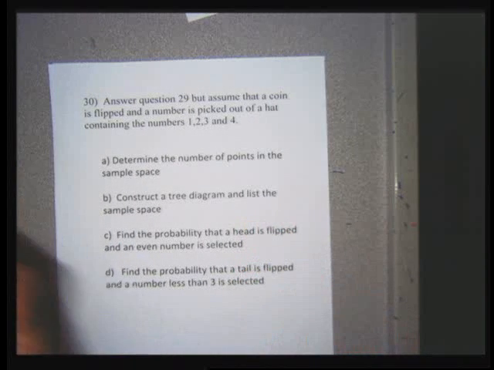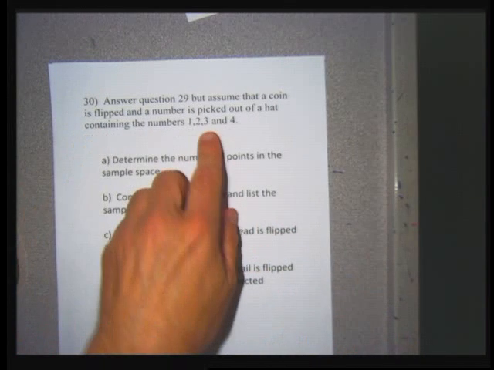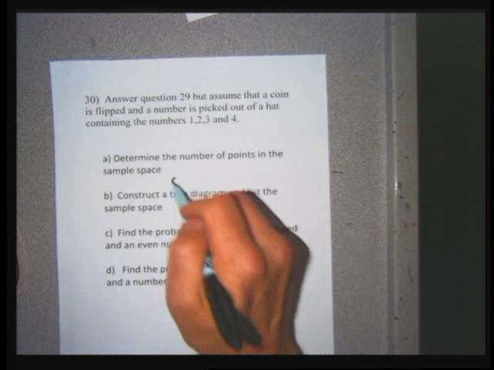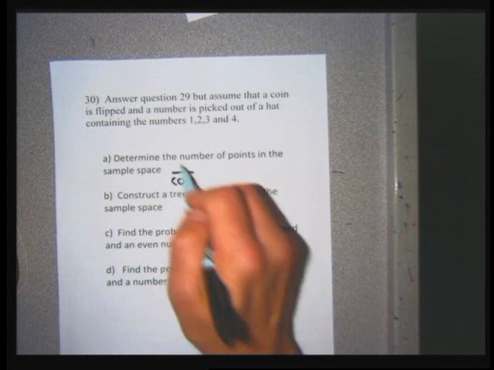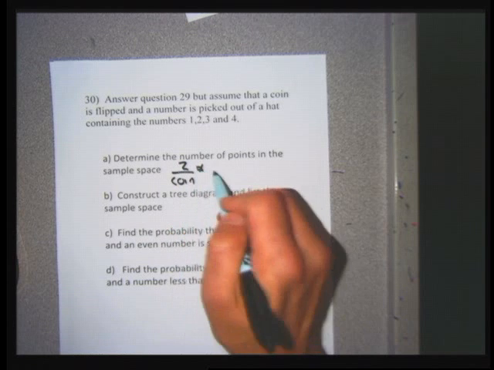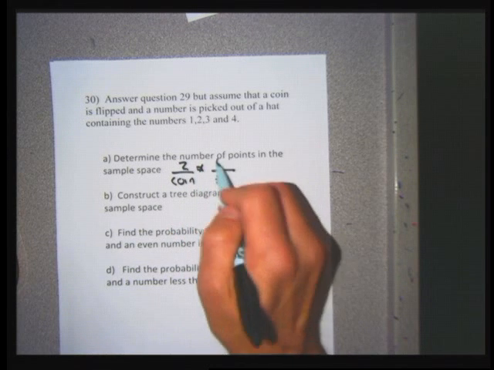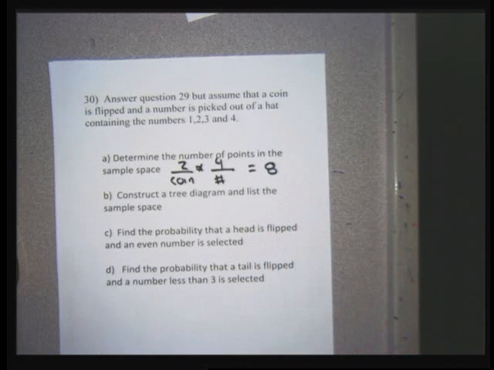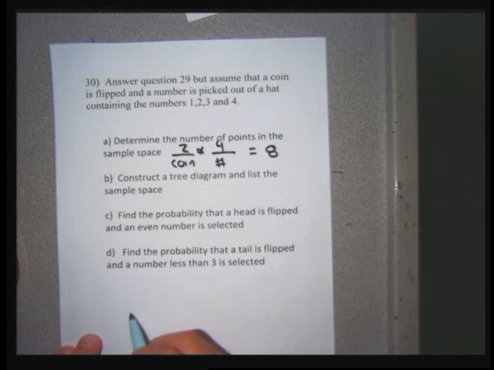So for 30, I'm going to flip a coin and pick a number between 1, 2, 3, and 4. So for the coin, there are 2 choices. It can come up heads and tail. And for the number, there's 4 choices. It can come up 1, 2, 3, and 4. There's going to be 8 items in my sample space. Now I'll create the sample space.